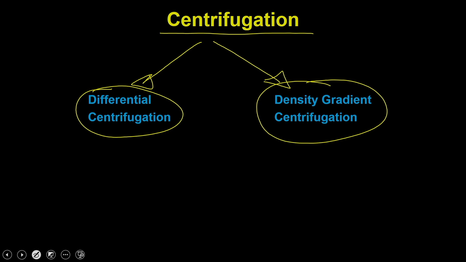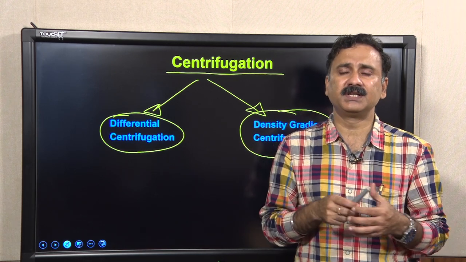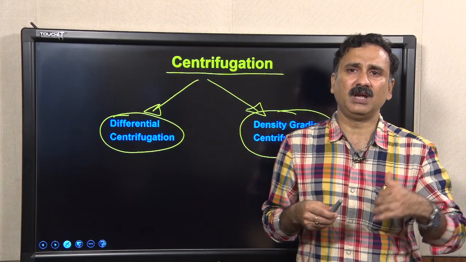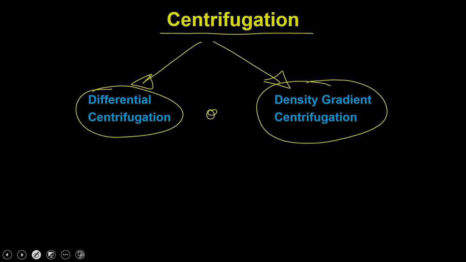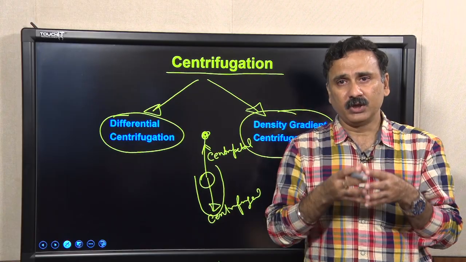The basic principle is that when you are rotating an object around an axis, it experiences two forces: the centripetal force, which is towards the axis, and the centrifugal force, which is away from the axis. So if you rotate an object around an axis, you are going to have the centripetal force towards the center of the axis, whereas you are going to experience the centrifugal force which is away from the axis.